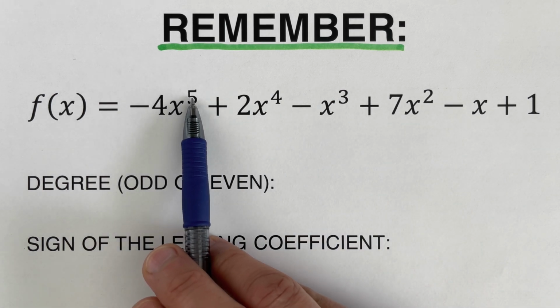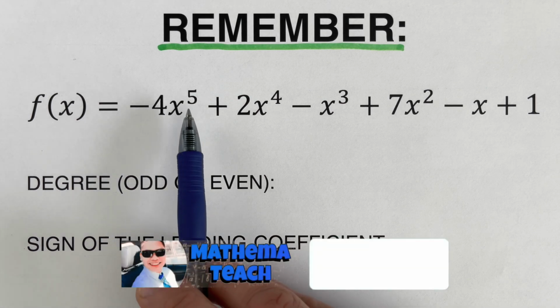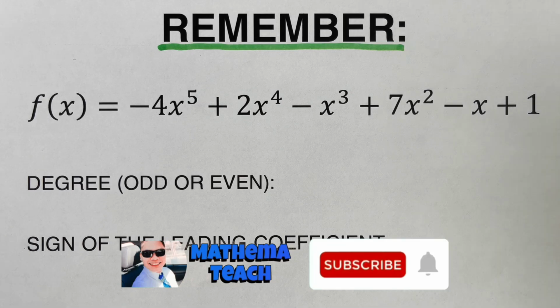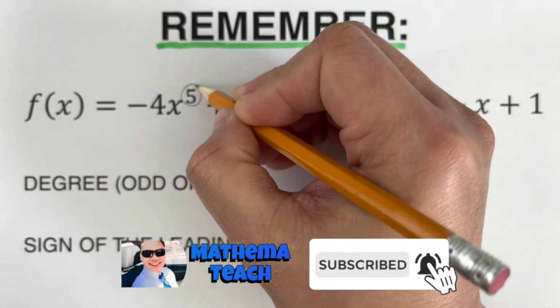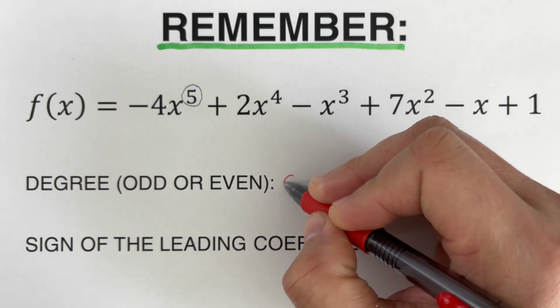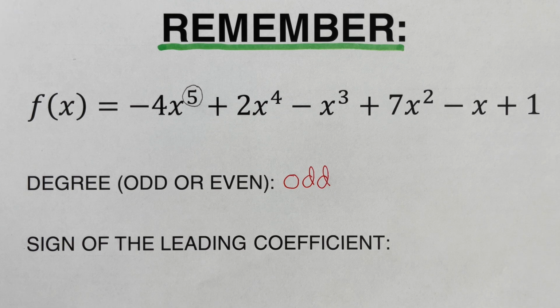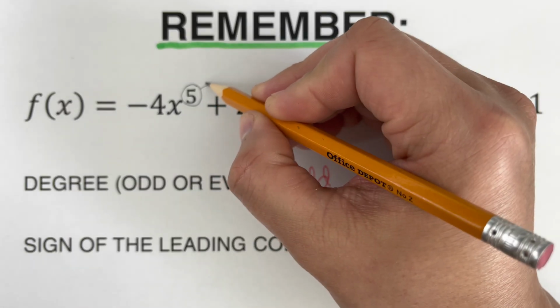And when we describe the degree, it says that we're supposed to determine if it's odd or even. So our degree here is 5 and 5 is odd. So we can go ahead and say that the degree for this polynomial expression is odd. Again, our 5 here is the degree.